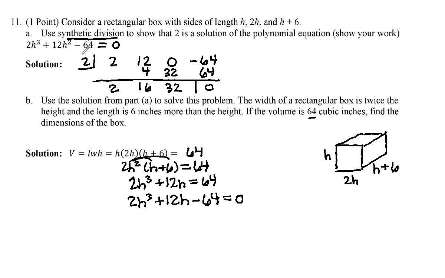Well, if 2 is a solution, that means that h minus 2 is a factor. Okay, and then this is going to be our quotient. This will be the numerical term, the h term, and the h squared term. So by that synthetic division, this factors as h minus 2, because see this polynomial here, it's the same one we started with here. So h minus 2, and then here's our quotient, remainder 0. So 2h squared plus 16h plus 32.